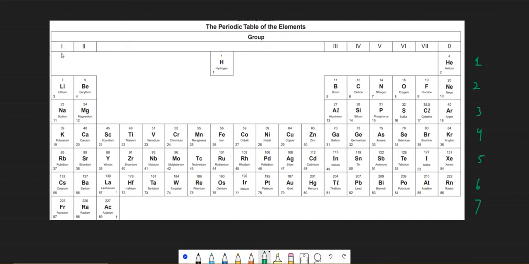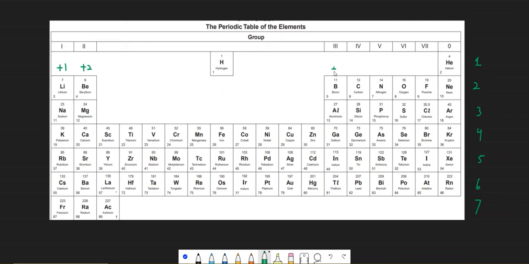all the group 1 elements are in group 1 because they have one electron in their outermost shell. So the charges of group 1 elements will be plus 1. As far as group 2 is concerned, all the elements in group 2 will have 2 electrons in their outermost shell. So they are going to donate 2 electrons and will have a plus 2 charge. All the group 3 elements will have 3 electrons in their outermost shell and they are going to donate 3 electrons and will have a plus 3 charge.